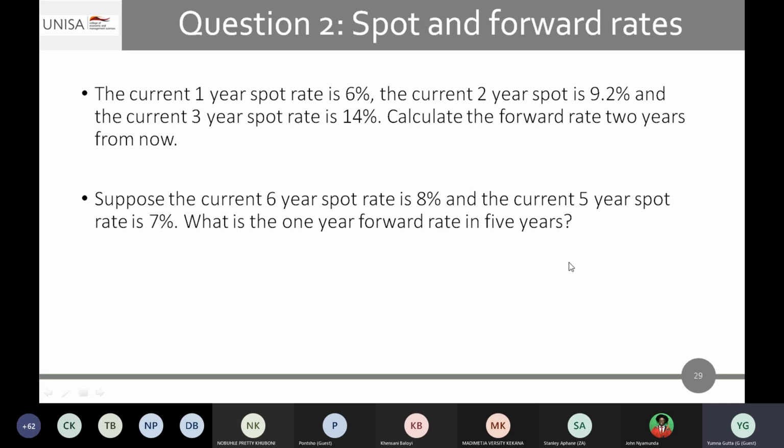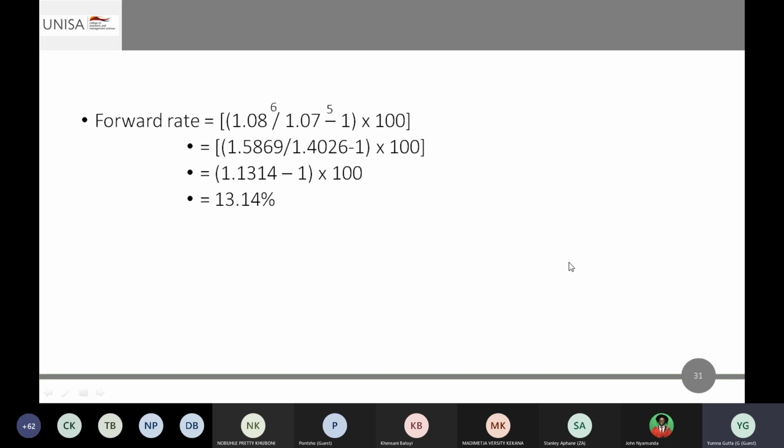Okay, so just waiting a few more seconds and then I'm going to go to solution number 2. So 1.08 to the power 6 is 1.5869. 1.07 to the power 5 is 1.4026. Once you divide, you subtract 1 and you get 13.14. Well done. So everyone seemed to have gotten the right answer. So it seems like the calculation can be easily tackled.